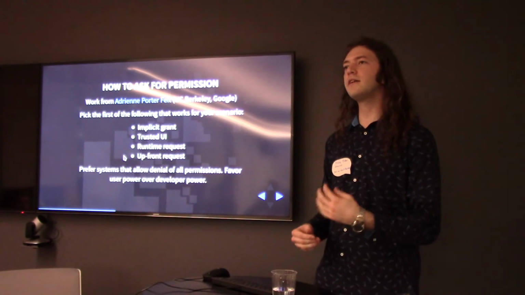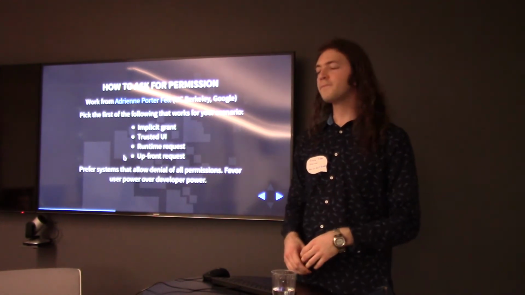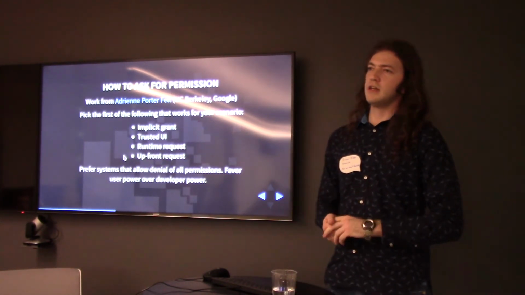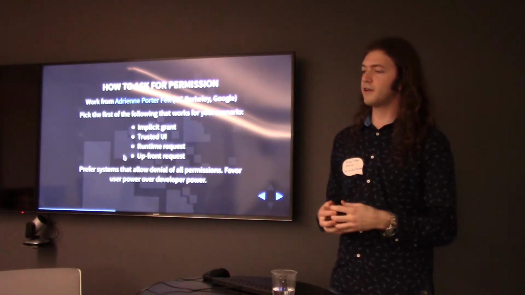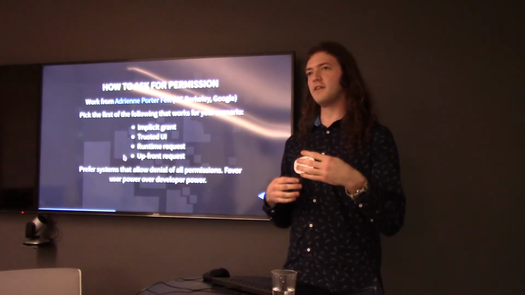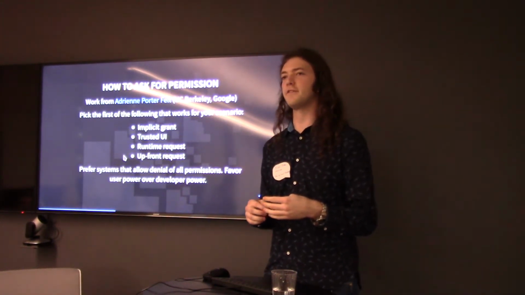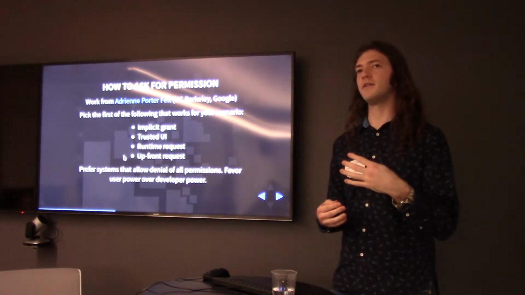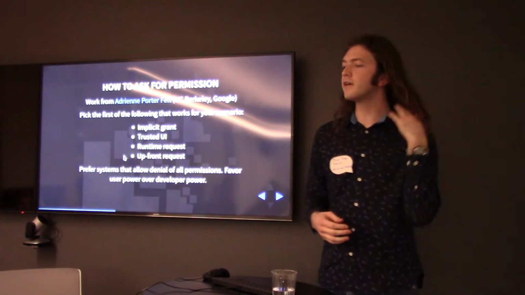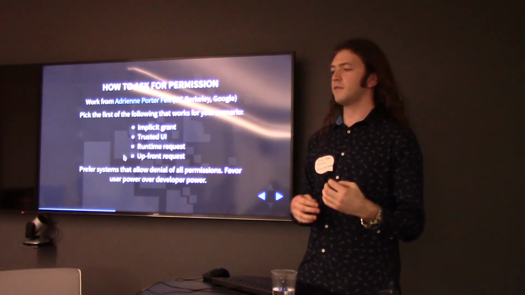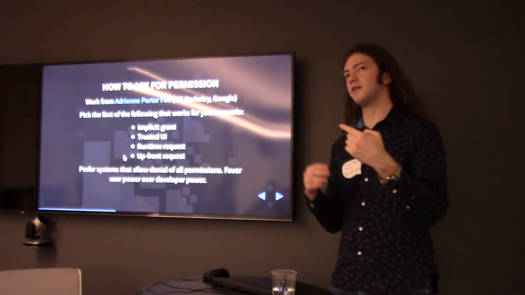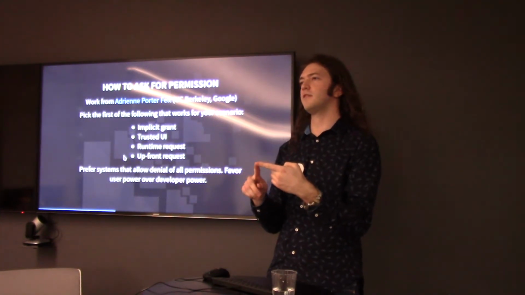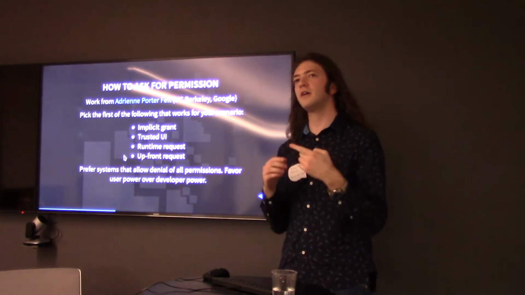And you want to make it clear what you're actually asking for. So her work prioritizes the mechanism that you should use to ask for permission into 4 different classes based on what kind of permission you're asking for. And so those 4 are implicitly granting that permission, if it's something safe enough to do so.